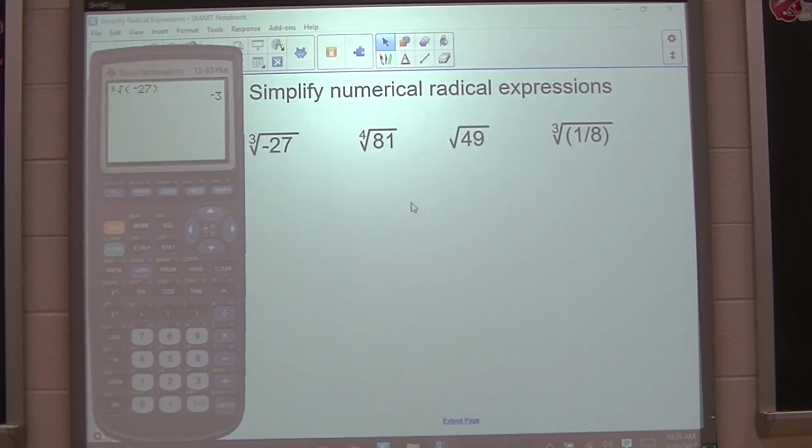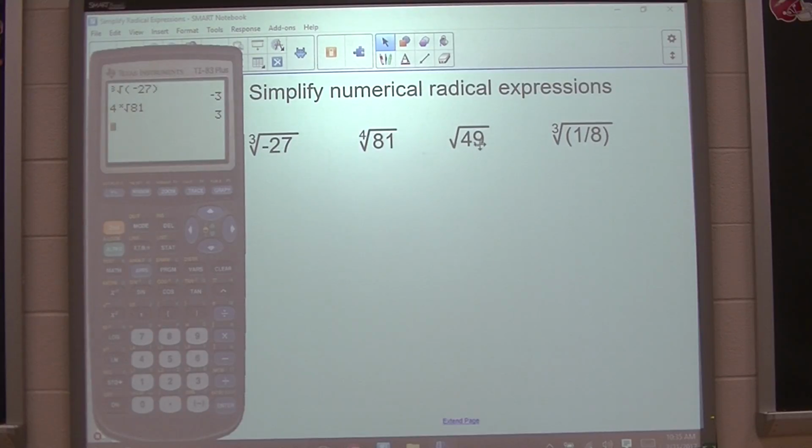Now we have the fourth root of 81. Again, go back to your math. Now notice there's no fourth root here, but we have this x power. That means you can choose whatever root you want. So because we're doing the fourth root, I have to hit 4 and then math and then go to that fifth option, x root. And I'm going to do 81 there. So I'm doing the fourth root of 81, and that is also 3.